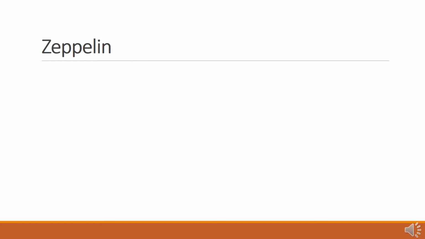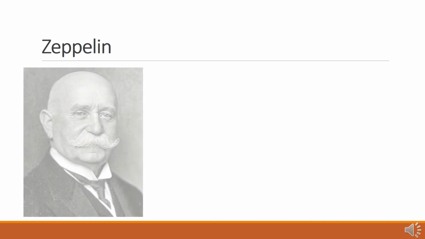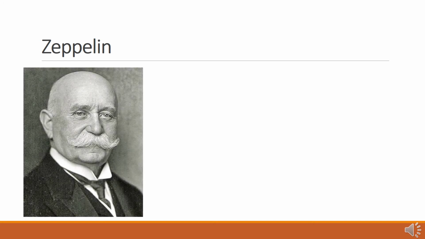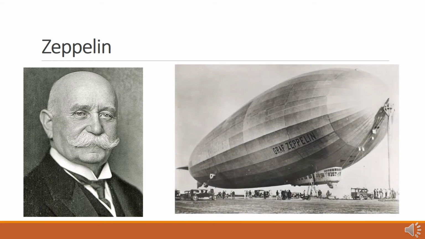First flown by German Count Ferdinand von Zeppelin in 1910, the vast majority of rigid airships built were manufactured by the firm he founded. After the outstanding success of the Zeppelin design, the word Zeppelin came to be commonly used to refer to all rigid airships.